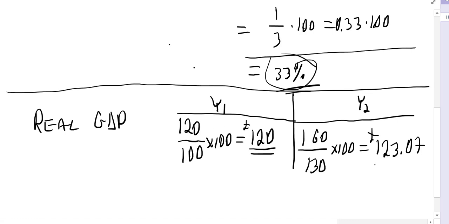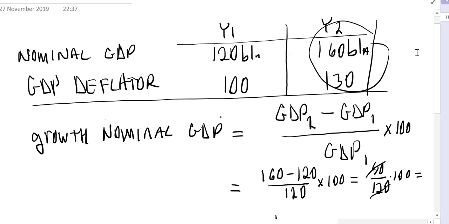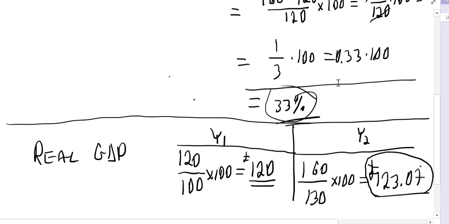But in the second year, after we adjusted for the price level increases in our GDP, the actual volume of quantities that we produce is not that high. It's not 160. We only produce 3.07 billion more in the second year. Most of the increase in nominal GDP was due to the price rises, because prices rose from a level of 100 to 130. That's a 30% increase in prices.